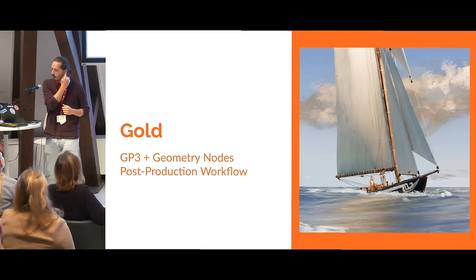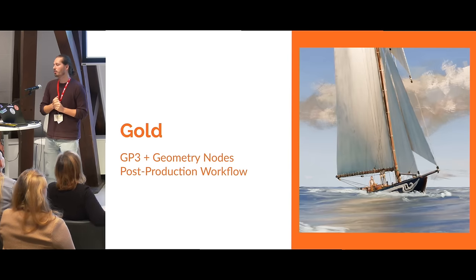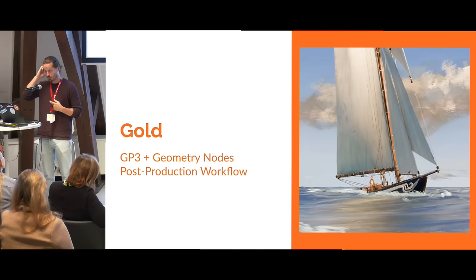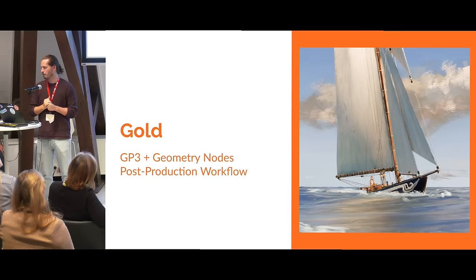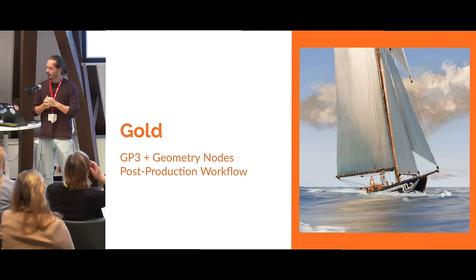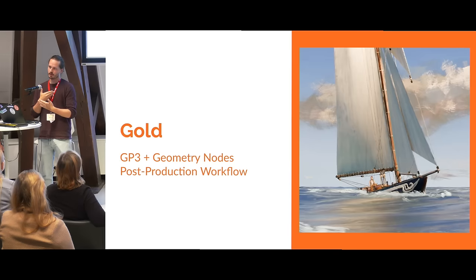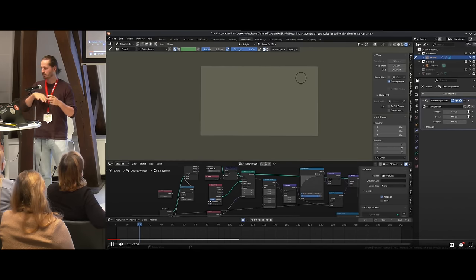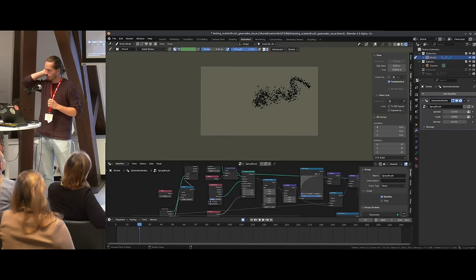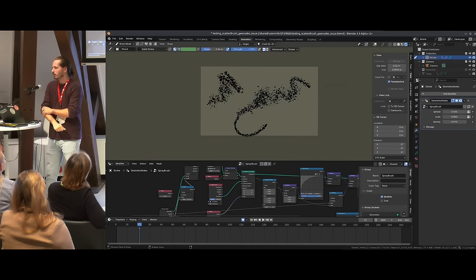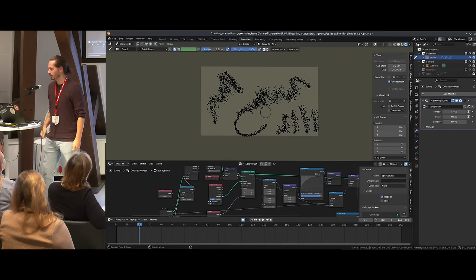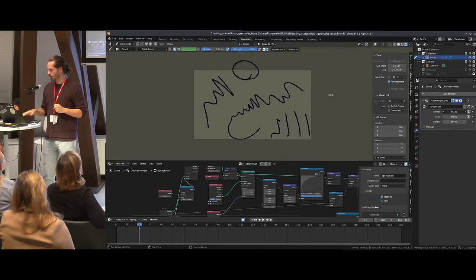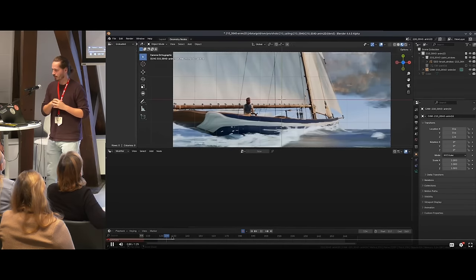For Gold, we also used a geometry nodes technique for a post-production workflow. What we did with that is we enhanced some of the brush strokes on top of the rendered images. I'll talk a little bit about that later. This was an early test. I explored a little bit with geometry nodes, trying to make a little bit of a paintbrush. And that's how far I got with it until Simon took over with some of his geometry nodes magic.